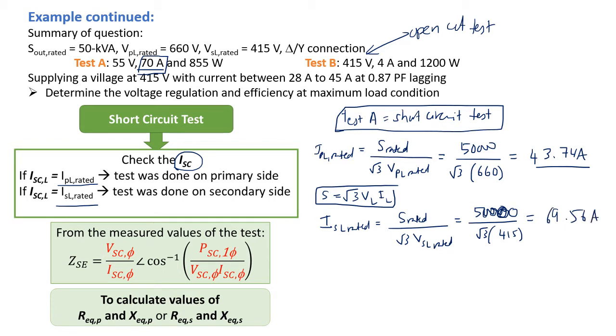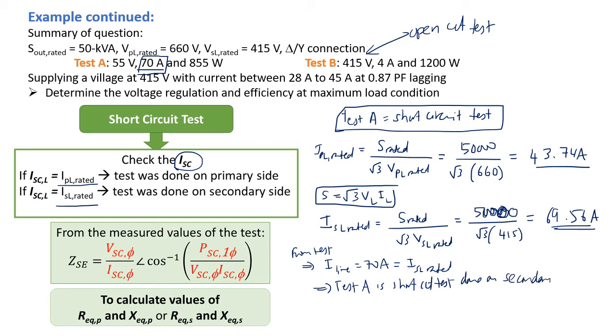69.56 amperes. Now, comparing with the test data, the test gave I line of 70 amperes, which is very near to IS line rated. So therefore, test A is the short circuit test done on the secondary side. Okay, so to check for the short circuit test, we need to look at the current given and compare it with IP line rated or IS line rated to know which side the test was done on.